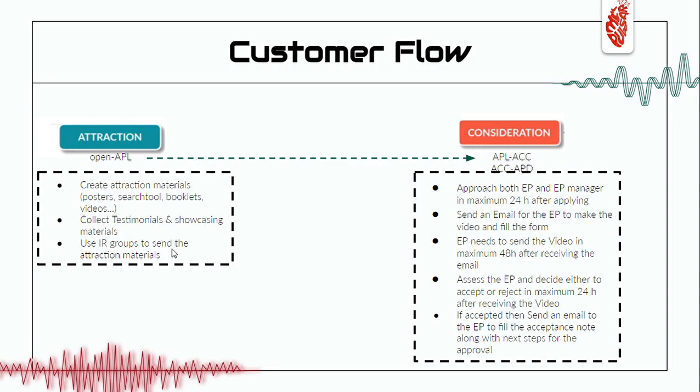So we need to show our IR partners why they should promote our LC and our entity, and why they should convince their EPs to come to us. Then we move to the phase of consideration. So it's the phase of selection of the EP.